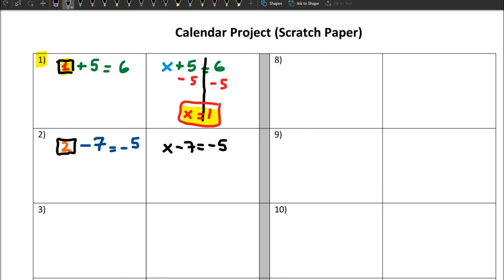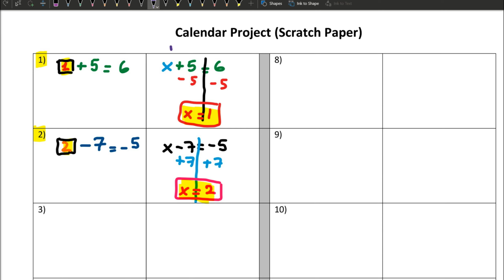Okay. So how do we solve for x? Draw the line. Do the opposite operation, which is add 7 to both sides, to isolate the variable, which is x. Negative 5 plus 7, which is 2. That's it. You just create the equation with the answer matching the date of the month. The equation that I'm talking about is x minus 7 equal to negative 5.